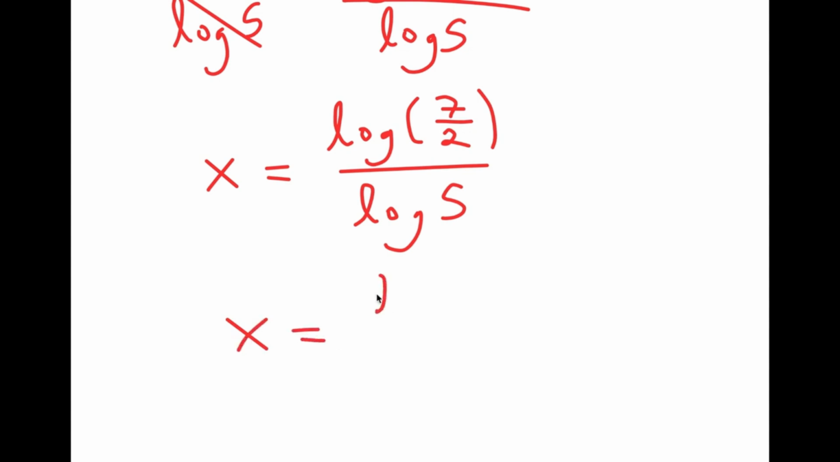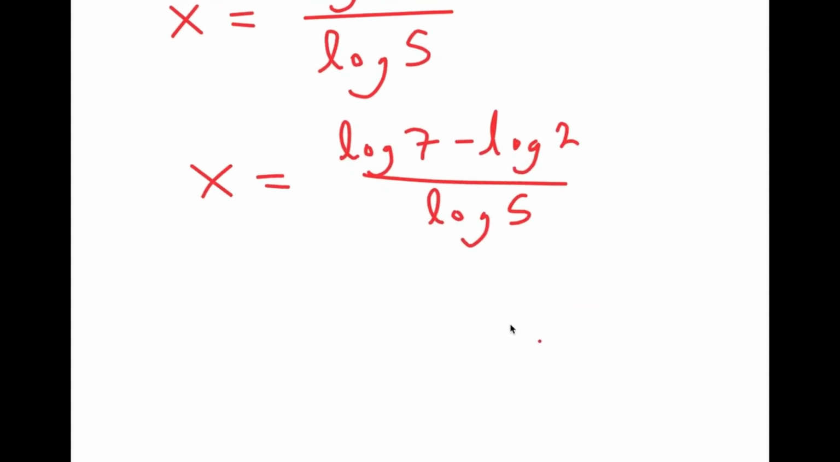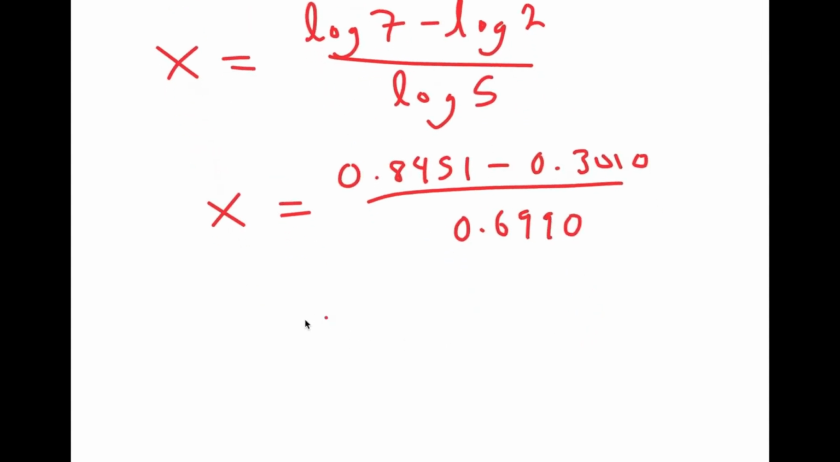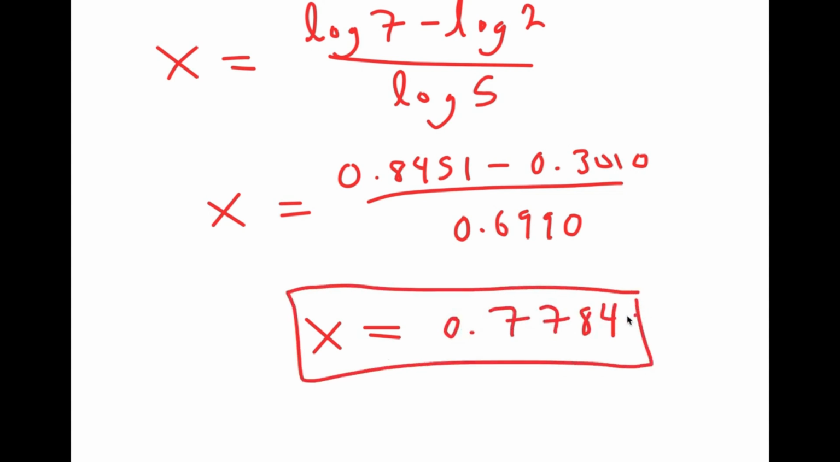Now this turns into log of 7 minus log 2 over log 5, which is equal to 0.8451 minus 0.3010 over 0.6990. And this is equal to 0.7784. So this is my answer.